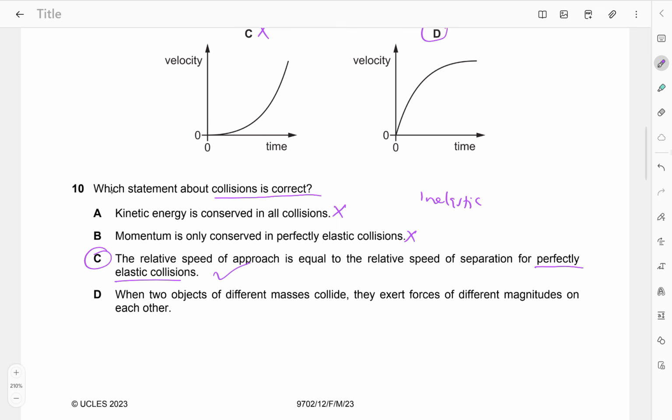When two objects of different masses collide, they exert forces of different magnitudes. That is not true. Newton's third law also applies. The force is equal but opposite.